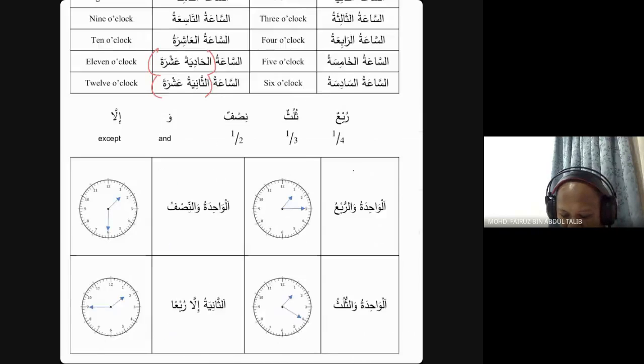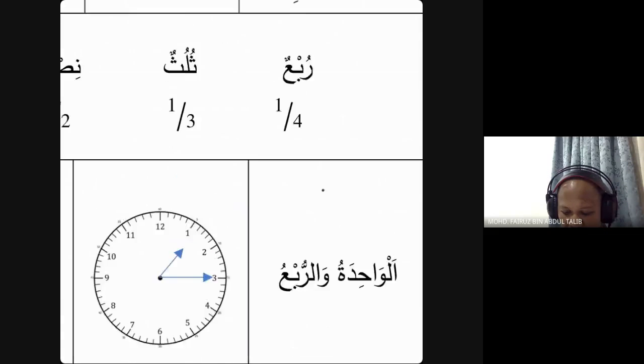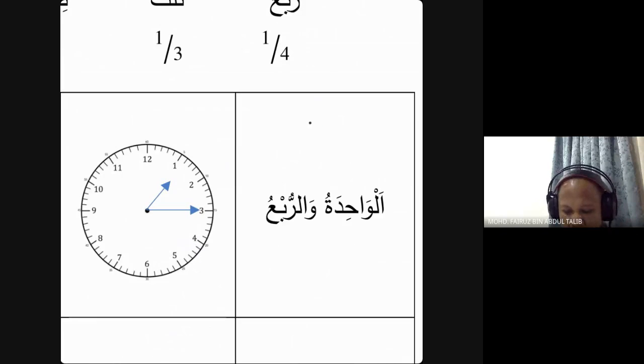Right. Let us look at the first picture. In the first picture, this is 1:15. Okay. But we are not going to use the word 15. So instead, we are going to use the word rubu' just now. So how do they say 1:15? What is 1 o'clock? As-sa'a. Wahida. Good. As-sa'a al-wahida. So here I just put the word al-wahida. I don't put the word as-sa'a. So you can put the word as-sa'a on your own. As-sa'atul wahida. That is 1 o'clock.